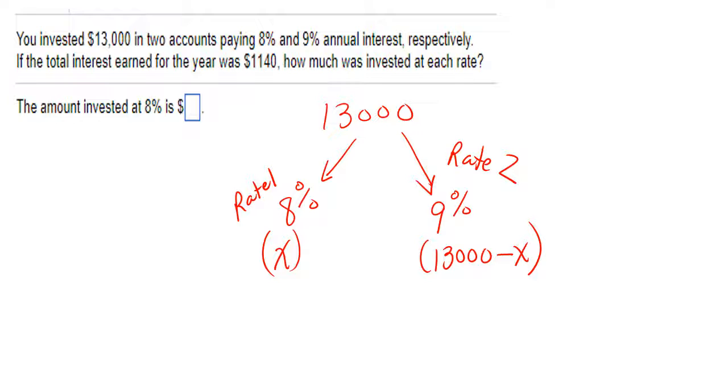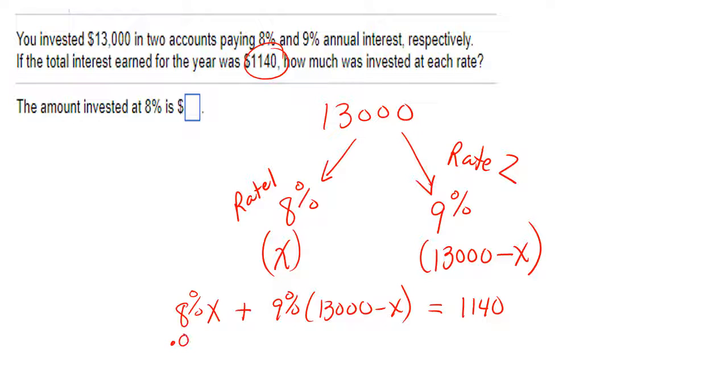Now let's set this up. We have 8% times the X. That would give us interest, plus 9% times 13,000 minus X. That would give us the interest at the second bank. But this total interest of the two put together is $1,140 given in the problem. Now let's work it out.